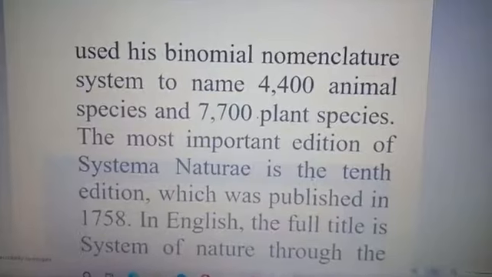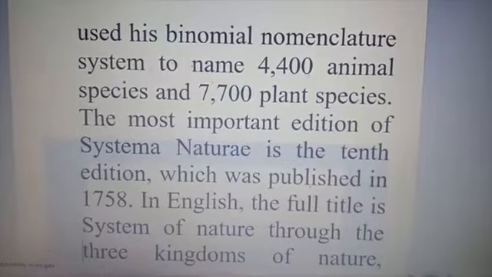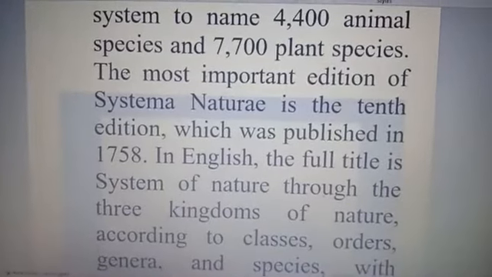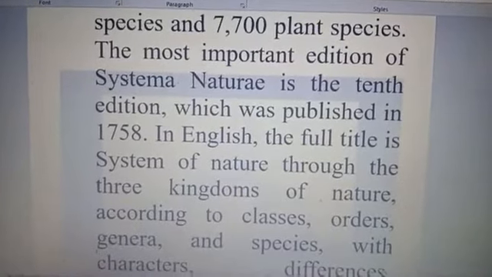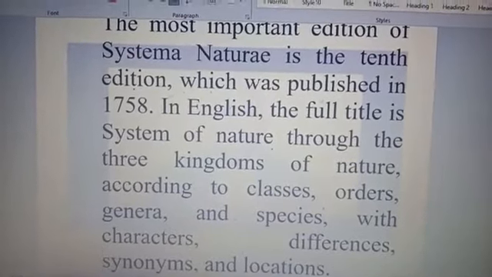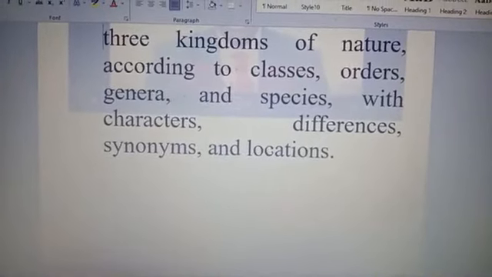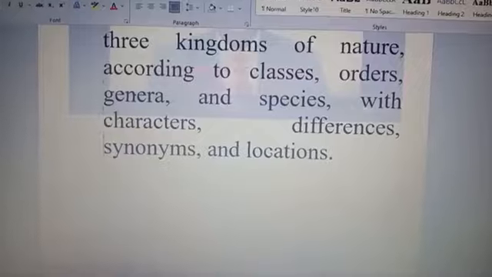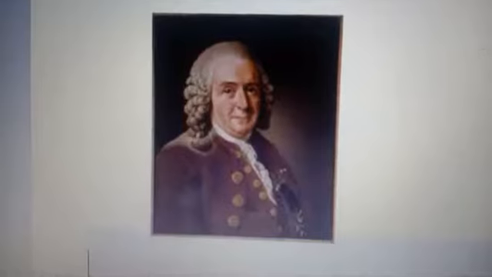The most important edition of Systema Naturae is the 10th edition, which was published in 1758 in English. The full title is System of Nature through the Three Kingdoms of Nature, according to classes, orders, genera, and species, with characters, differences, synonyms, and locations. This is a picture of Carolus Linnaeus, the father of taxonomy, and who worked on binomial nomenclature.